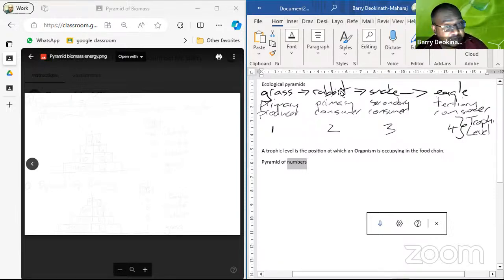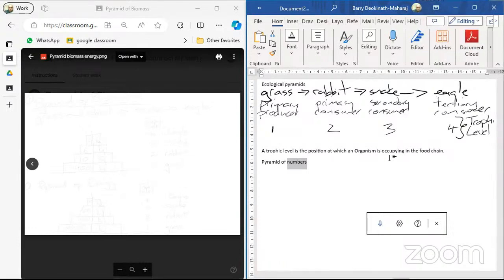We count the number of rabbits in there. We count the number of snakes in there. And we count the number of eagles in there. So we actually have numbers. And when we have numbers, we could draw up a table. We could present it in a form where we could analyze it like mathematics, not so?